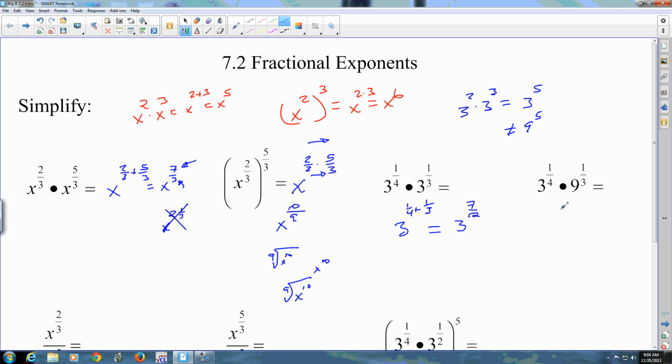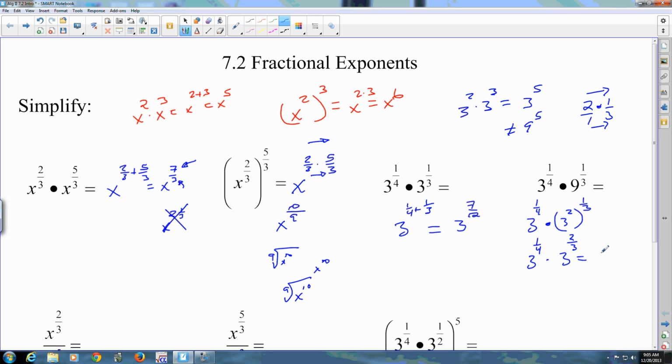Okay, here, same thing. Oh, wait, you can't. I need to rewrite this so it has the same base. That's 3 to the 1/4 times 3 squared raised to the 1/3. This is the same thing. Now I have an exponent on an exponent, so I have to multiply those. 3 to the 1/4 times 3, multiply your exponents. 2 times 1/3. If you need to put the 1 under it to help you see it, and you multiply straight across, that would be 3 to the 2/3.